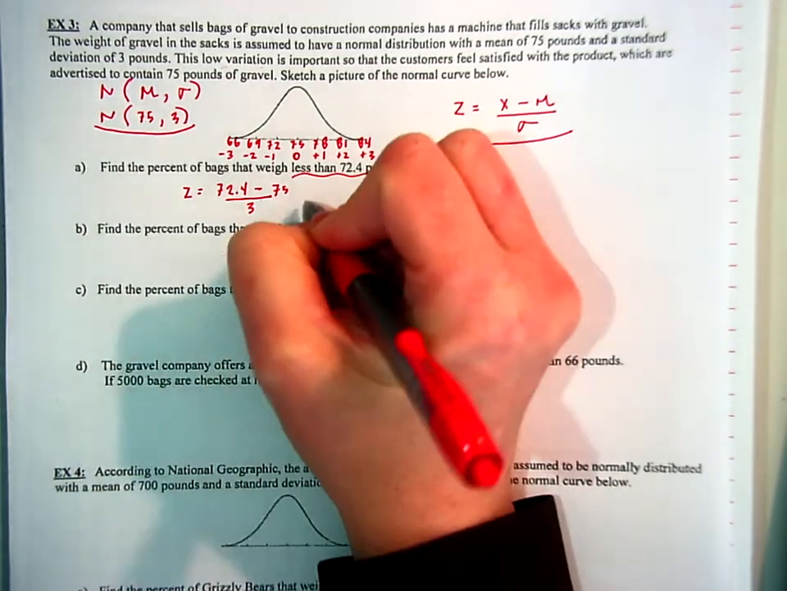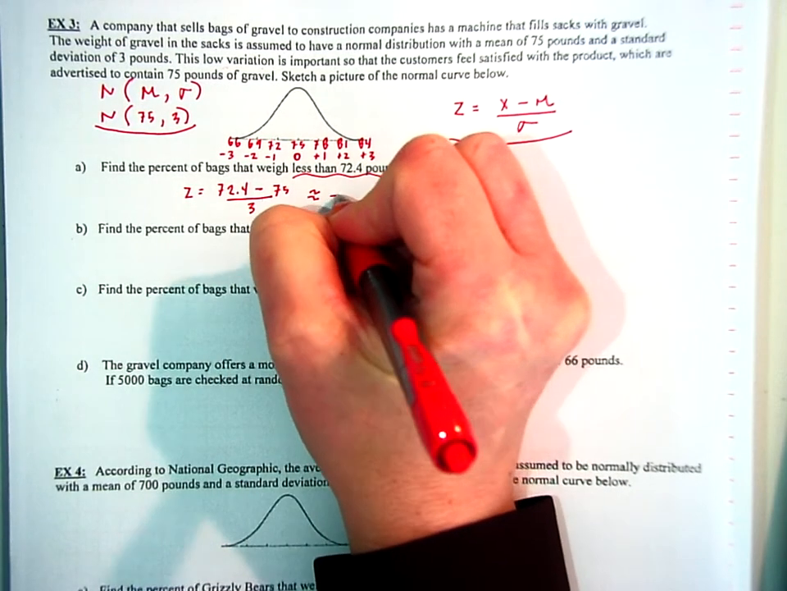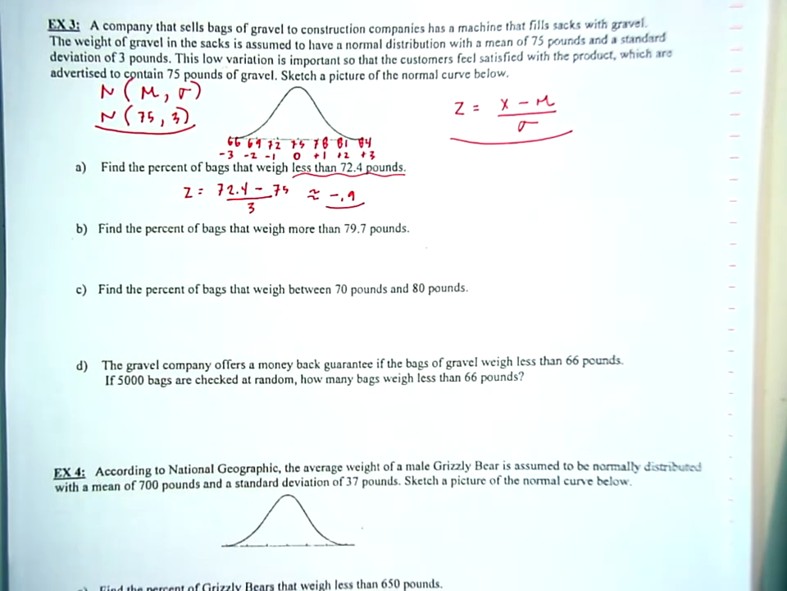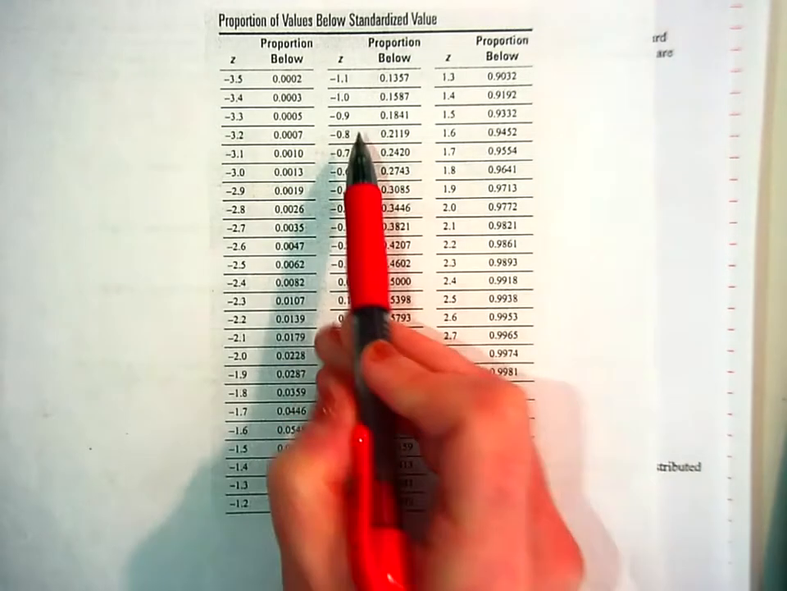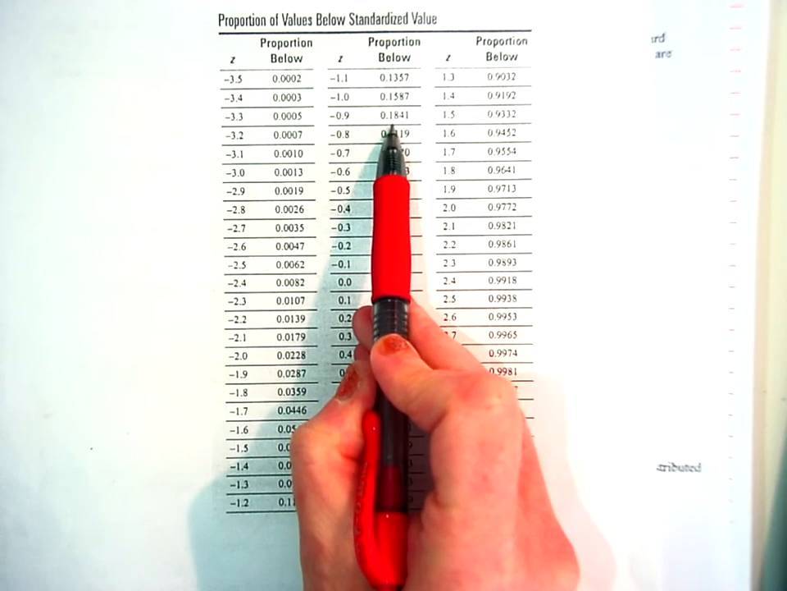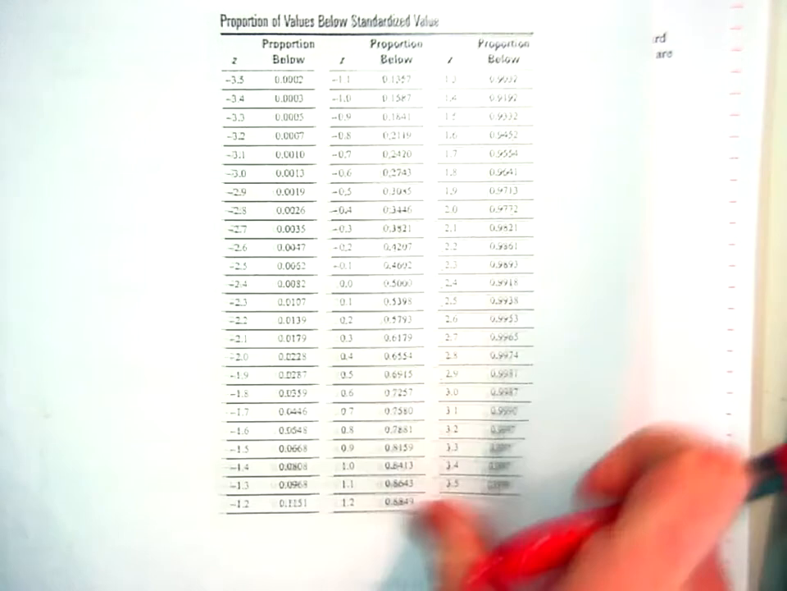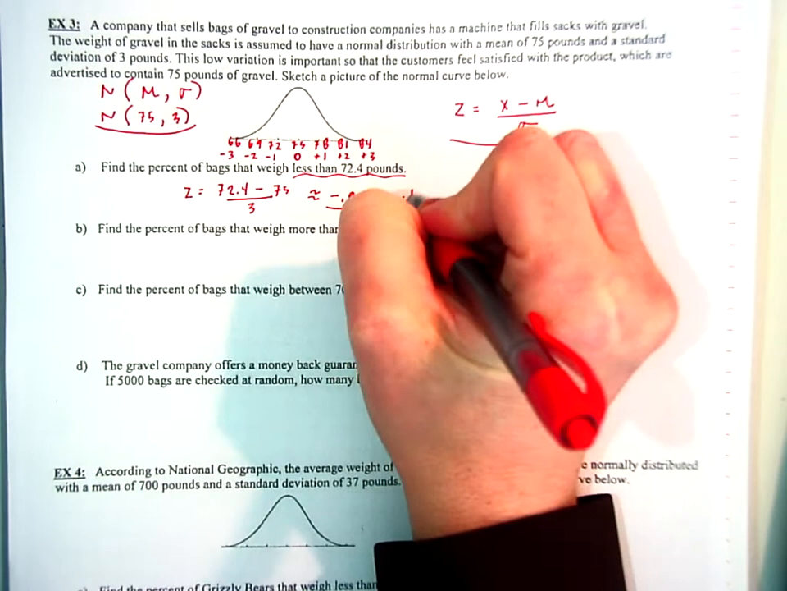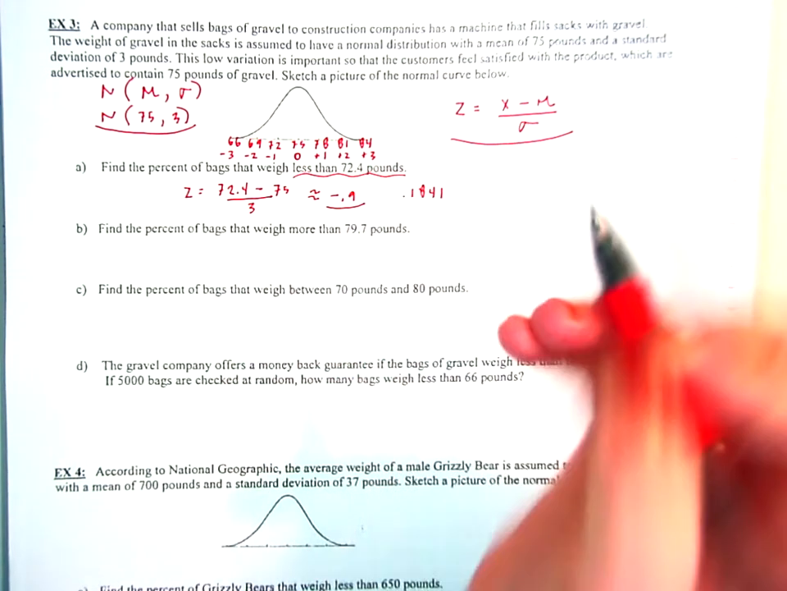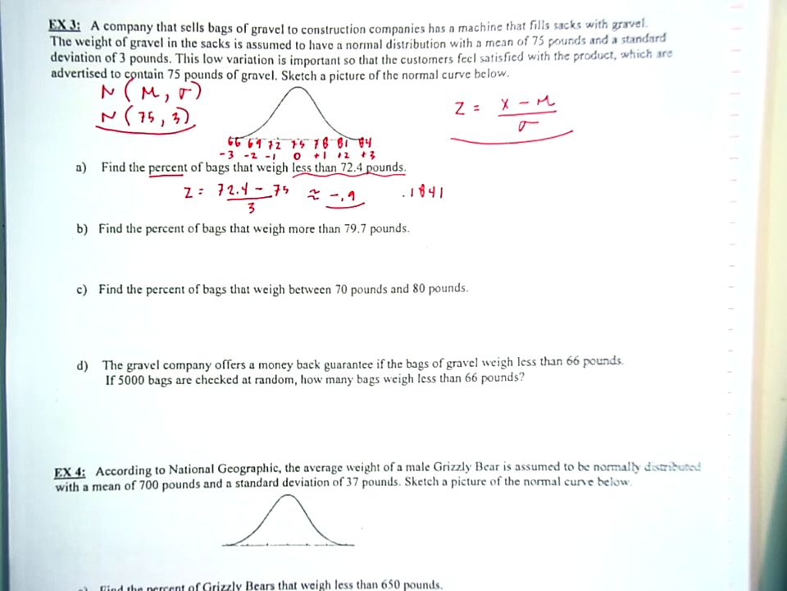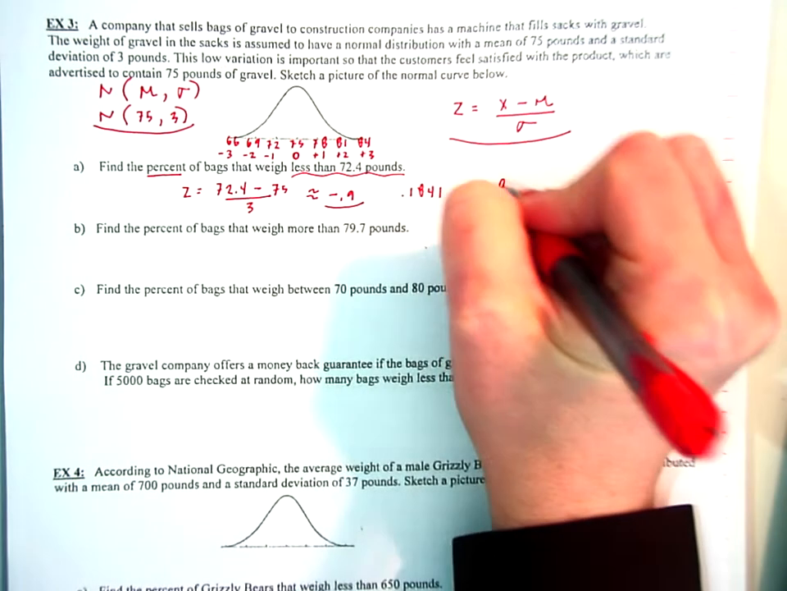Okay, so when I type this into my calculator, I'm using a very basic z-score chart, so I'm going to the nearest tenth. It's one of the only times I have you round to the nearest tenth. So the z-score is about negative 0.9. So when I go to my z-score chart of negative 0.9, right here, I'm seeing 0.1841. And then I'm just saying percent, find the percent of bags that we would expect to weigh less than 72.4 pounds. Well, that would be about 18.41%.